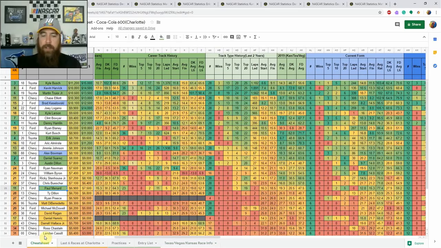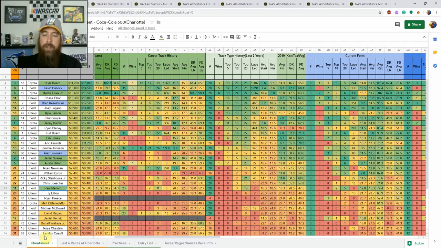From a fantasy perspective, this race has been like a one dominator race, which is one driver leading 100 plus laps in five of the last six races here. Adding to that, there's only been one race in the last six where more than two drivers have led 50 plus laps. I could see more of the same this week.